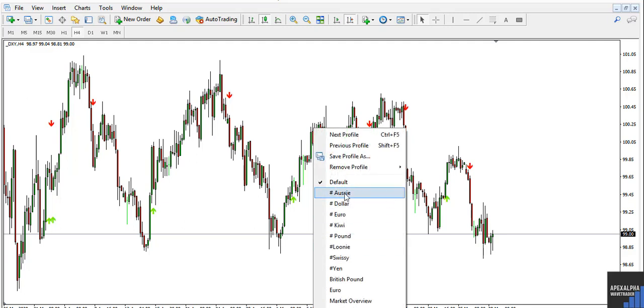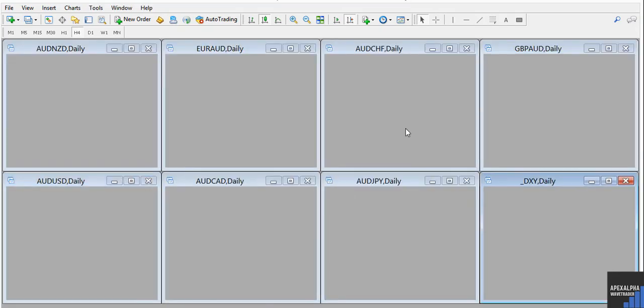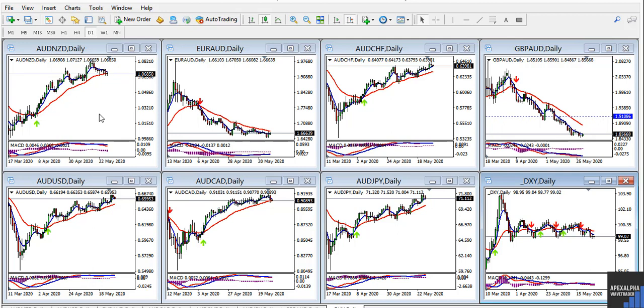So the first profile I have here is the Aussie. Let's just switch to the Aussie and have a look. You can see I've put all the pairs that are connected with the Aussie. We have the AUD NZD here, AUD USD, EUR AUD, AUD CAD, AUD CHF, AUD JPY, GBP AUD, and then I put the dollar index here, just to balance out the charts, because if there are 7 of them, then the charts will not be arranged in an aesthetic way. But at the same time, this helps you to have an idea.